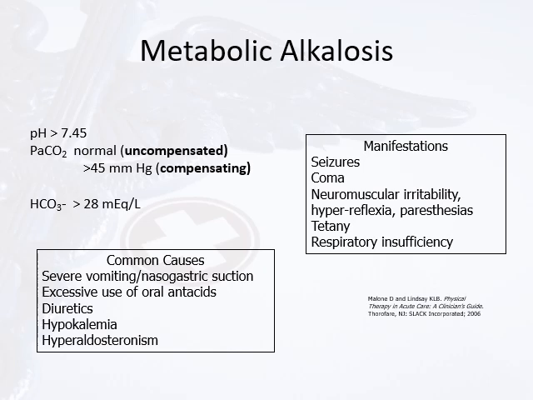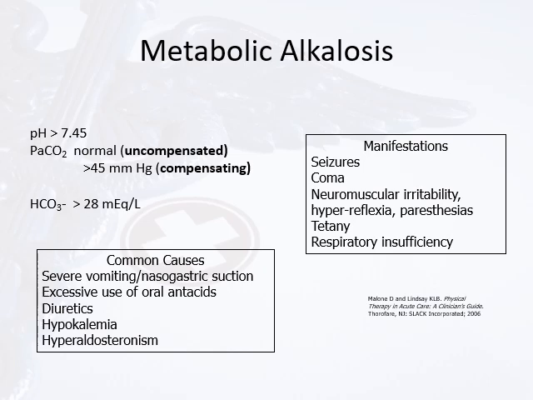When we have a patient in metabolic alkalosis, we have a pH of greater than 7.45. That's being driven by a bicarb greater than 28 milliequivalents per liter. If you have a normal PaCO2, you're seeing that there's no pulmonary compensation in that case. If you do have a respiratory compensation, your PaCO2 will be greater than 45 millimeters of mercury.